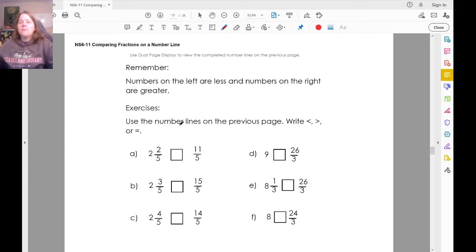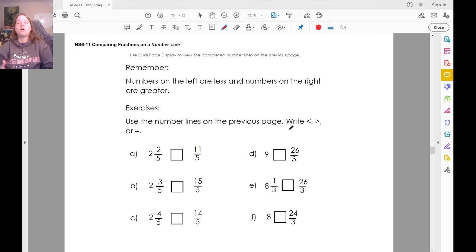Okay, they want you to use the number lines on the previous page to write greater than, less than, or equal. So what I want you to do, go ahead and take a look at what that's going to be, and when you come back, we'll talk about it. Welcome back. So let's go ahead and take a look.